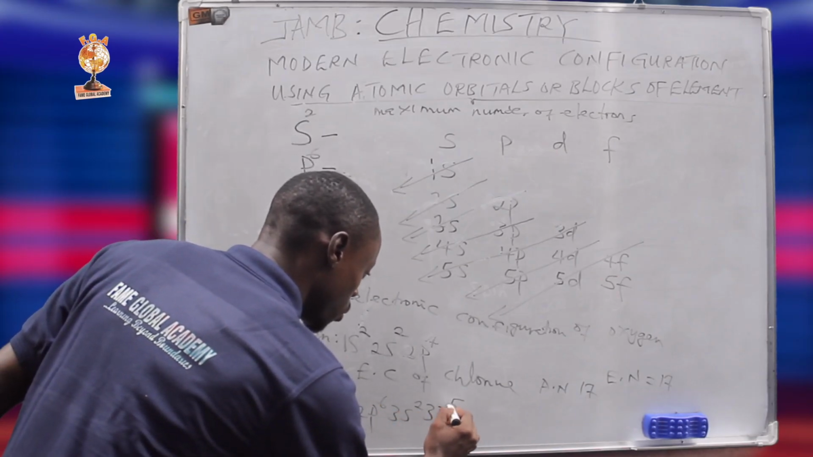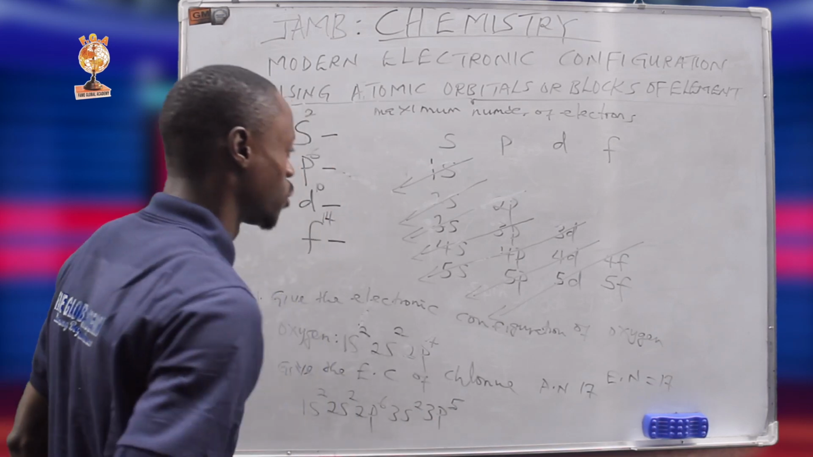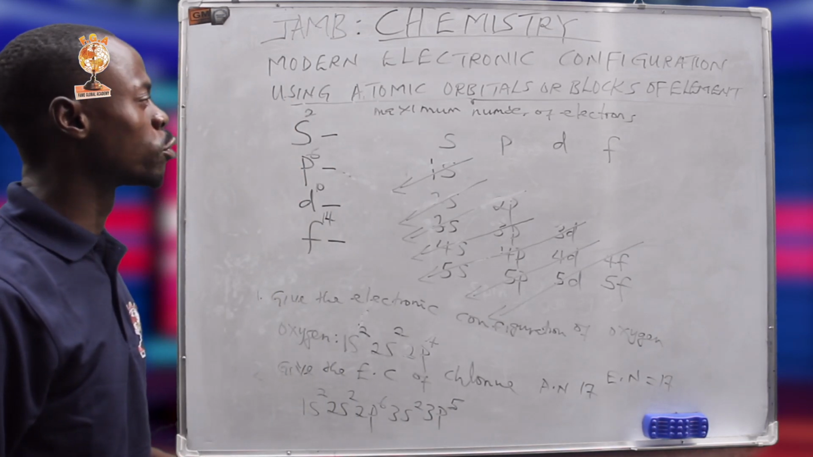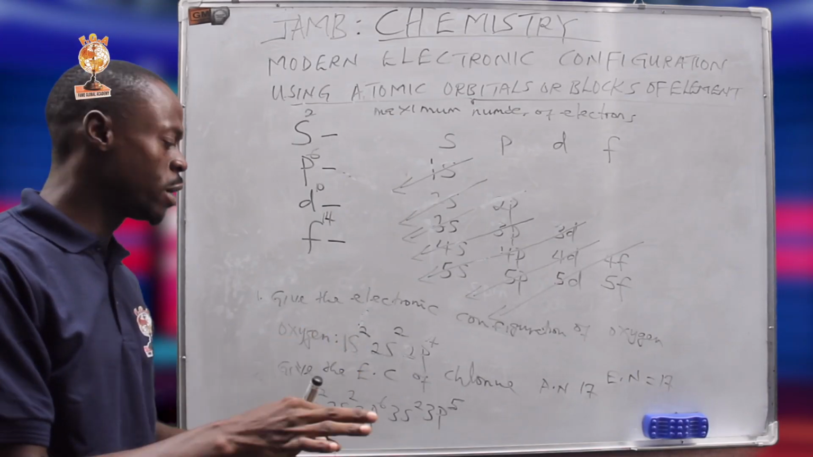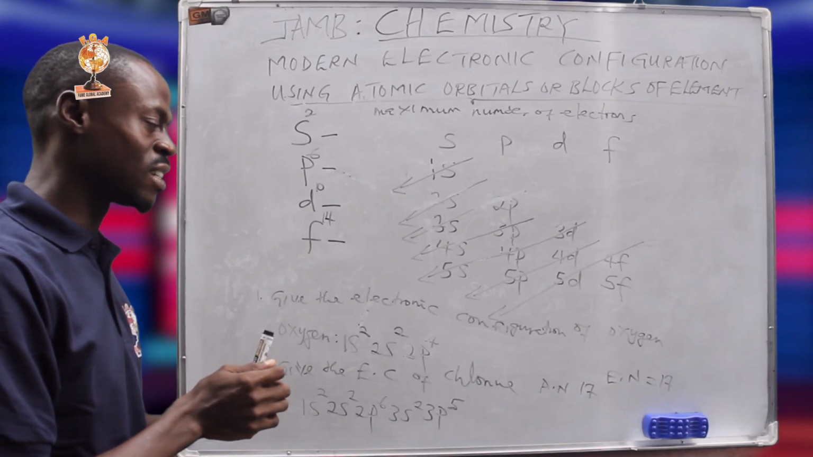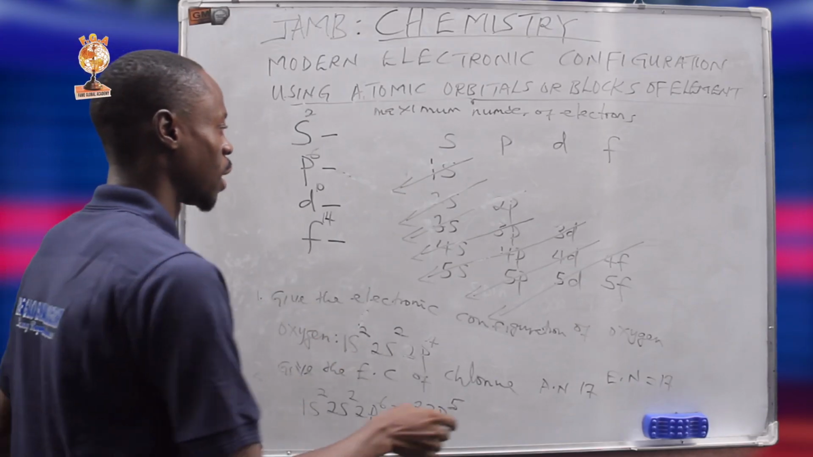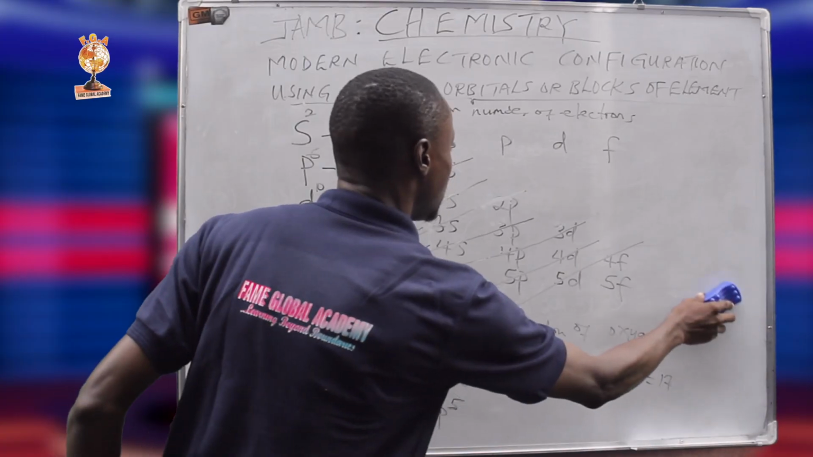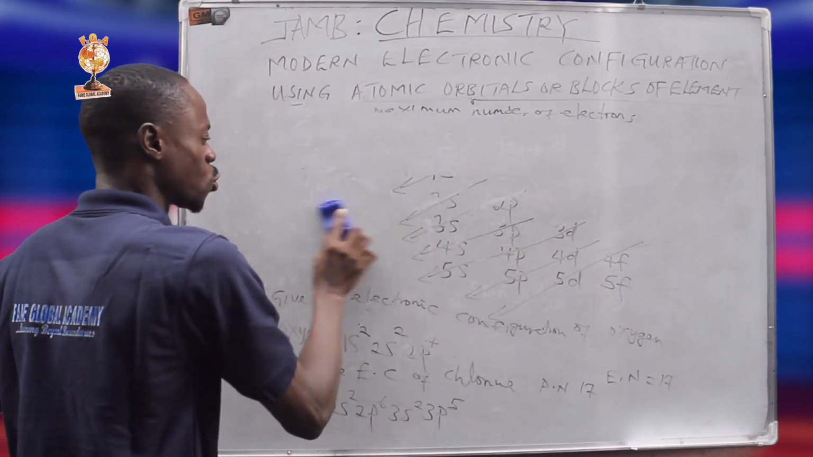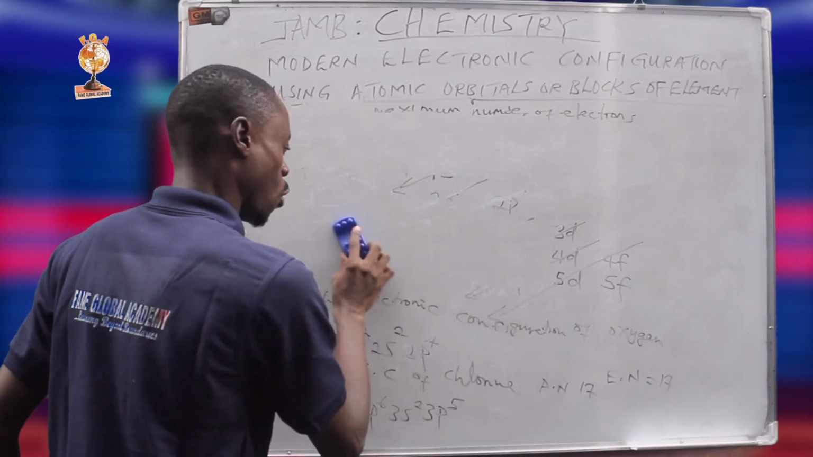This is the simple way you write or give the electronic configuration of chlorine. Then from here we'll proceed to how we show the arrangement of these electrons in their respective orbitals. How do we show the arrangement of these electrons in their respective orbitals? The first one we wrote there is for oxygen.